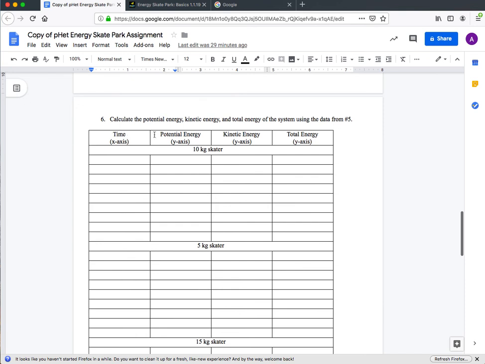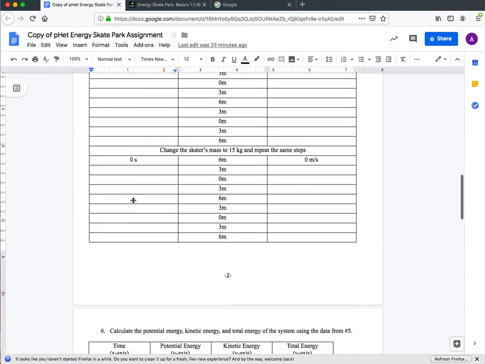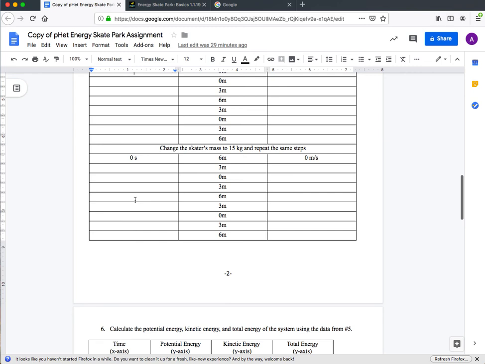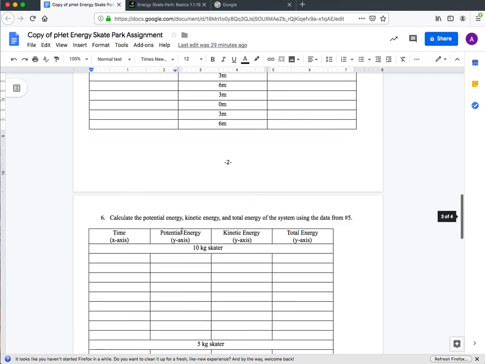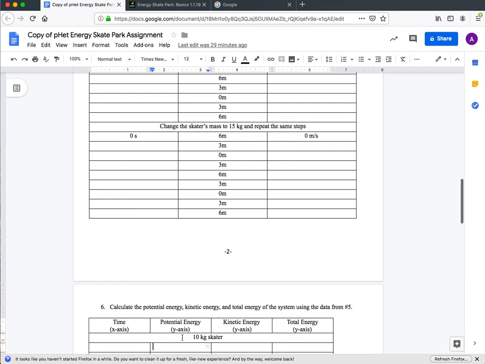Okay, so it says time, potential energy, kinetic energy, and total. So time, just copy down as is. Be very, very careful and mindful to not forget these zeros. Those are data points even though they're typed in. Okay, so that means your potential energy, again, don't forget those little typed in ones right here.